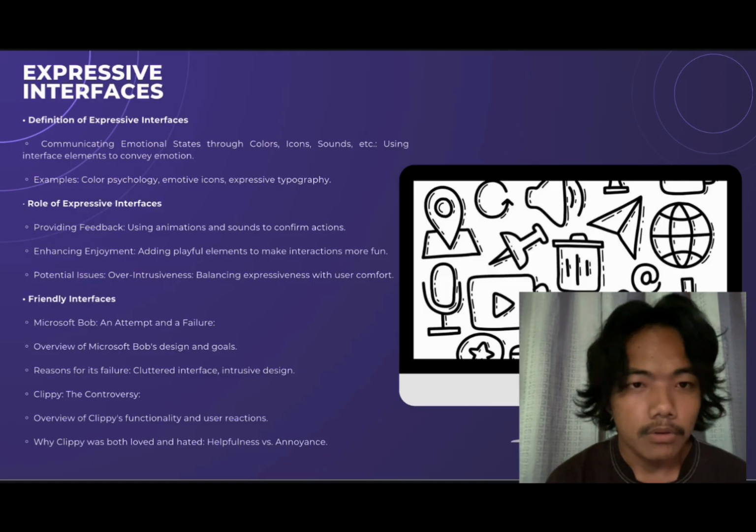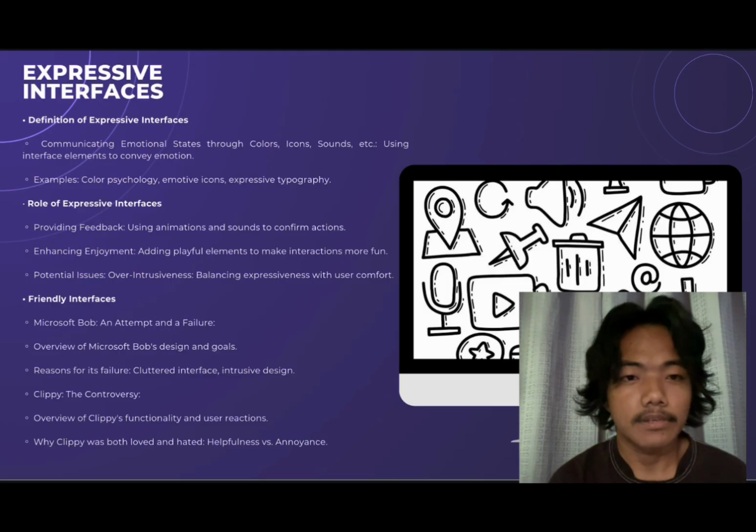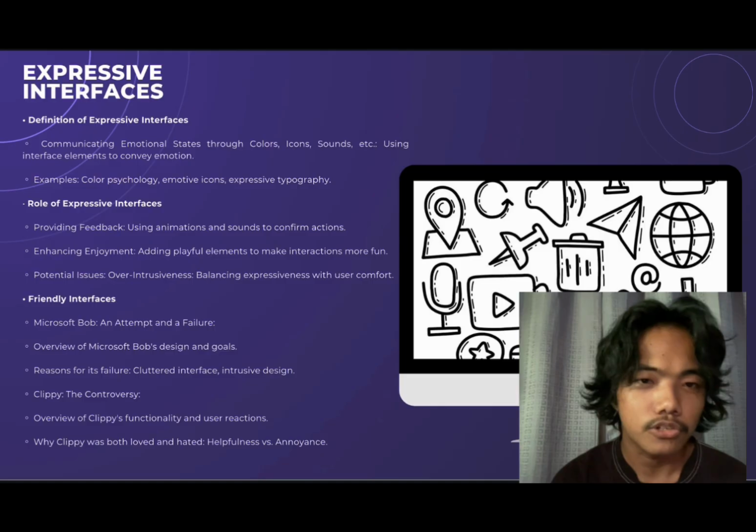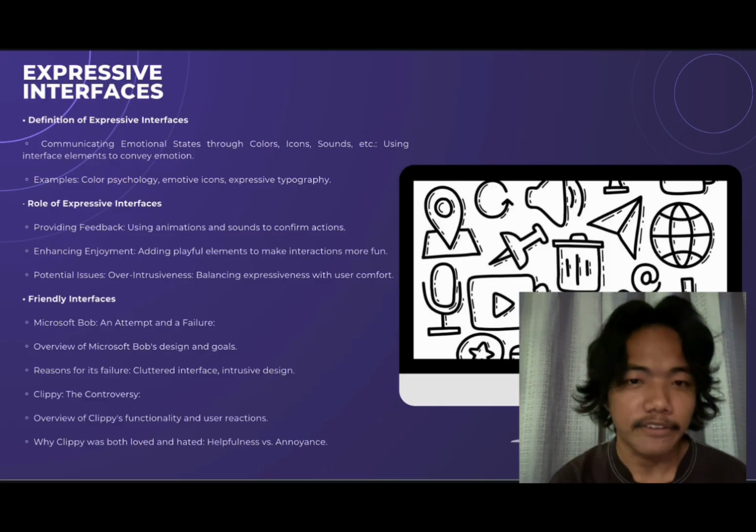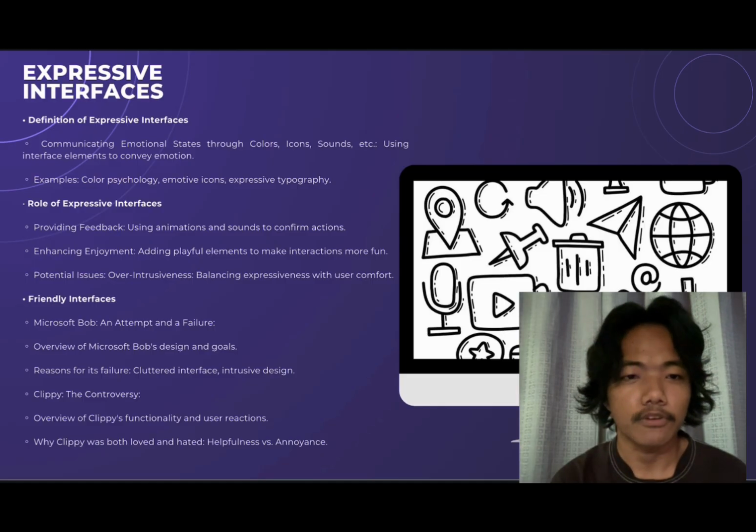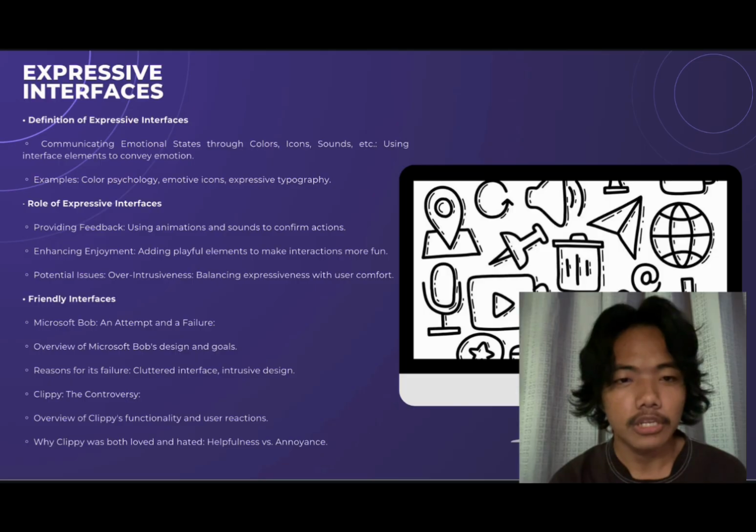Now, the role of expressive interfaces: providing feedback using animation and sounds to confirm actions, enhancing enjoyment, adding playful elements to make interactions more fun. Potential issues: being overly intrusive, and balancing expression with user comfort.